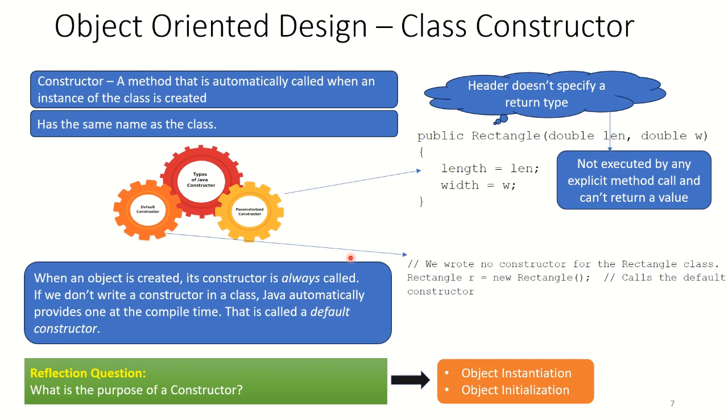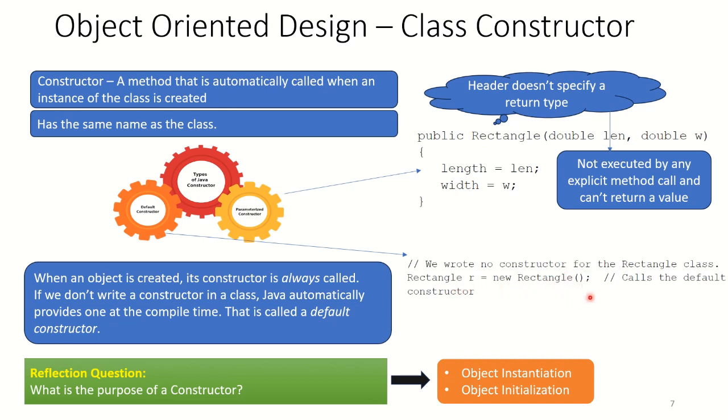A constructor is a special method which is automatically called when an object is instantiated from the class. It has the same name as the class. There can be two types of constructors: default constructor and parameterized constructor. The parameterized constructor contains arguments to initialize the object, but default constructor does not use any argument.